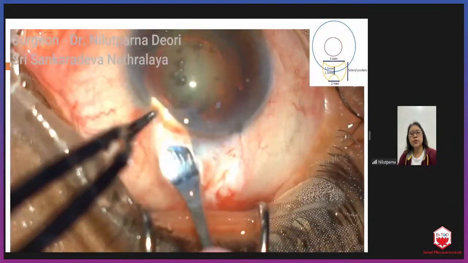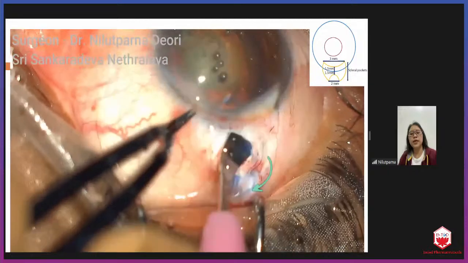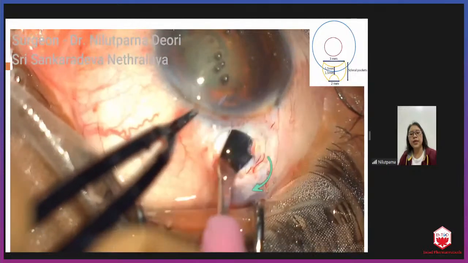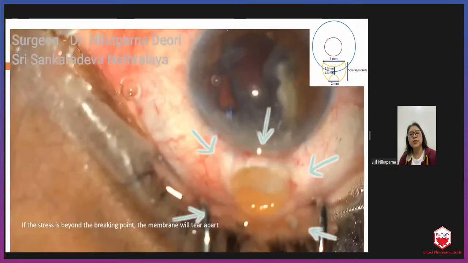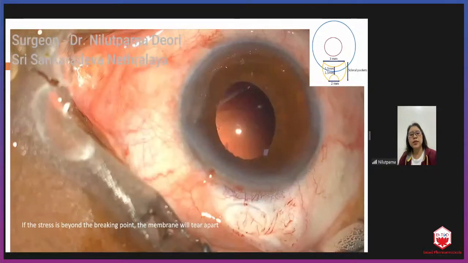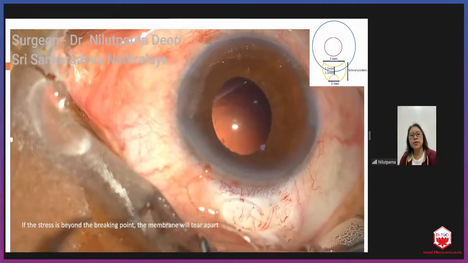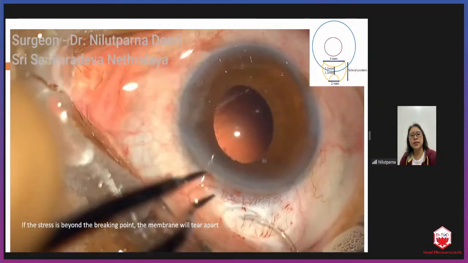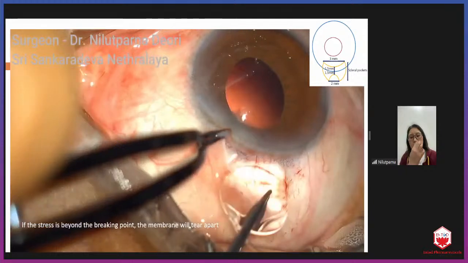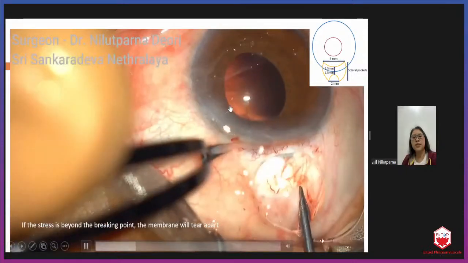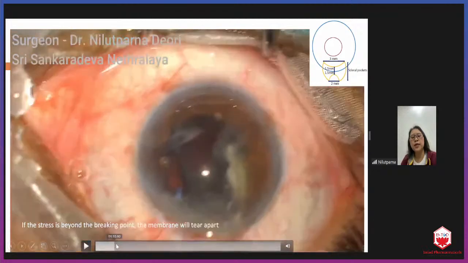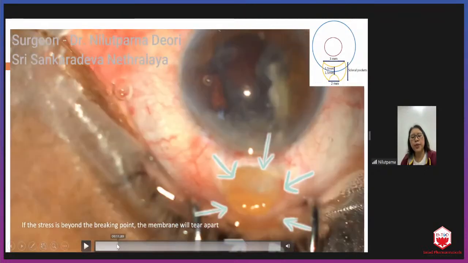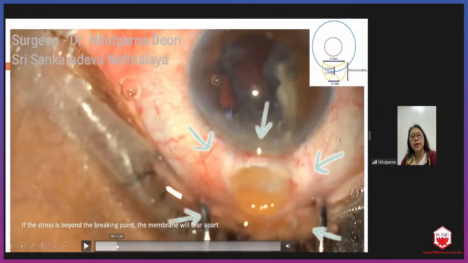If you look at this video now, you see that I have tried to make a 2 millimeter incision and straight away went into the cornea and tried to take out the nucleus. When I was trying to take out the nucleus, as there were no pockets created on either side, the strain that I had applied on the sclera was beyond the limit of the stretch of the membrane. The video is playing a little faster actually.